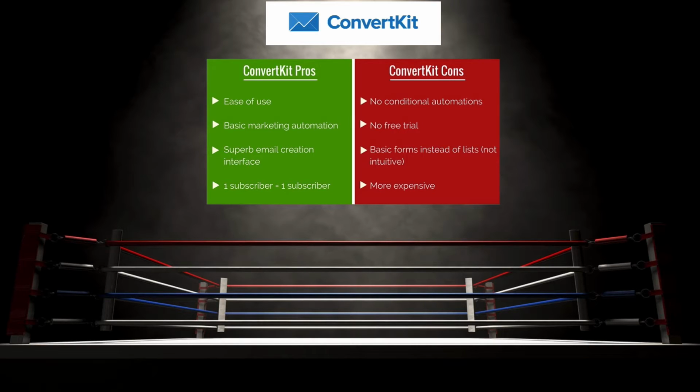ConvertKit. One of the pros is ease of use. Easiest email service provider that I've ever used. It has very basic marketing automation. It can move people between lists. You can add tags, you can remove tags, you can move people based on tags. The email creation interface is, once again, the best I've seen. I absolutely love creating email sequences in there because it's so easy. And once again, one subscriber is one subscriber.